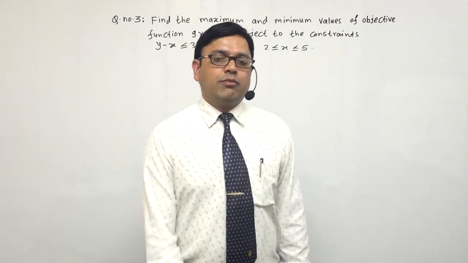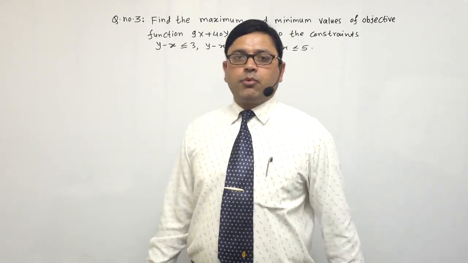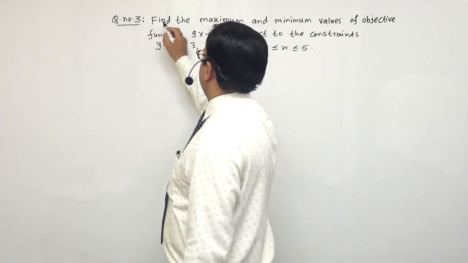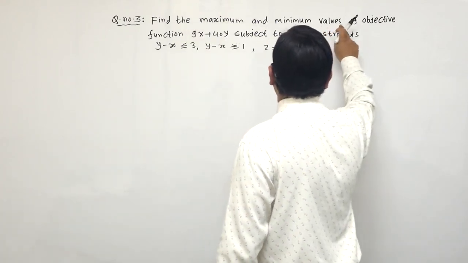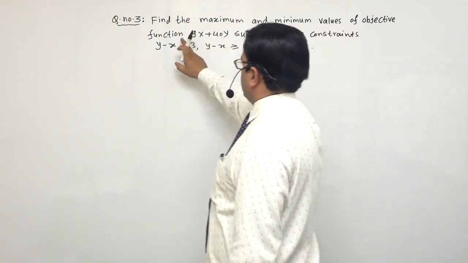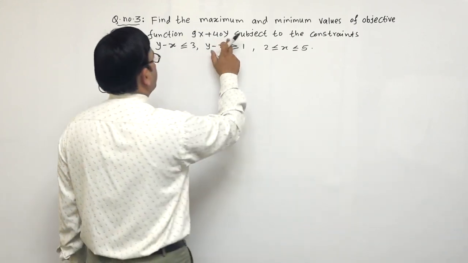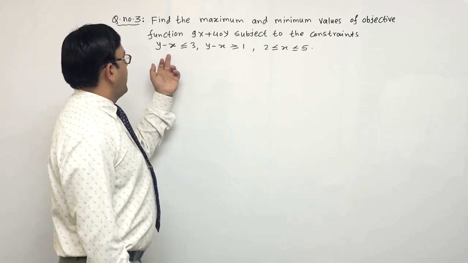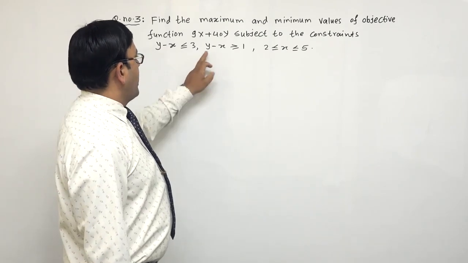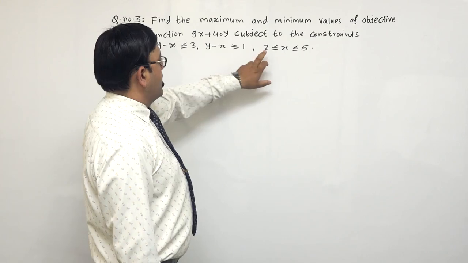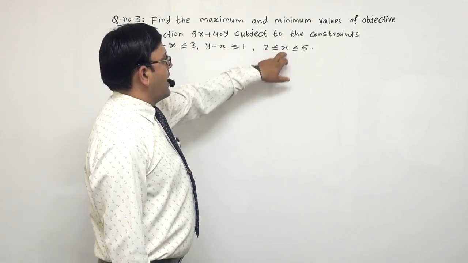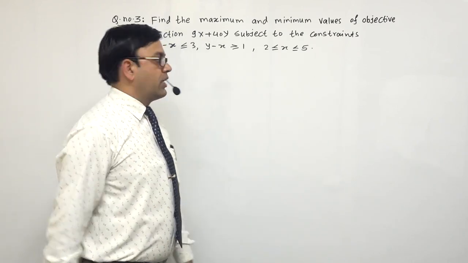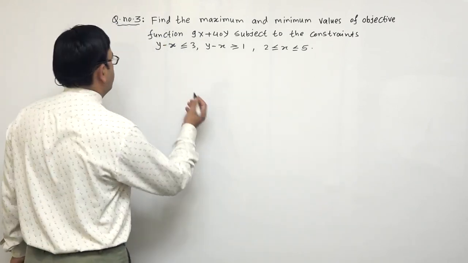Students, now we are going to start another question of our linear programming. Our question number 3 is: find the maximum and minimum values of the objective function x plus 40y subject to the constraints y minus x is less than or equal to 3, y minus x is greater than or equal to 1, 2 is less than or equal to x is less than or equal to 5. Now, how to solve this question? Let us start from the solution.